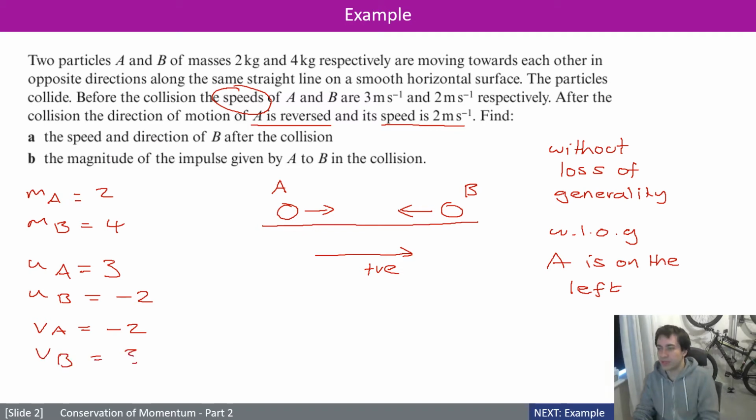Okay, and now it becomes fairly simple. We're just going to use the formula. In this sense then, 2 times 3 plus, let me get my laser pointer out. So we're doing MA times UA, 2 times 3 plus 4 times -2. And we're going to say that's equal to 2 times -2 plus 4 times VB. I won't write the whole thing out, but you'll use the equation that we used in the starter. You'll have entirely numbers, except then VB is left over. See if you can find what VB is.